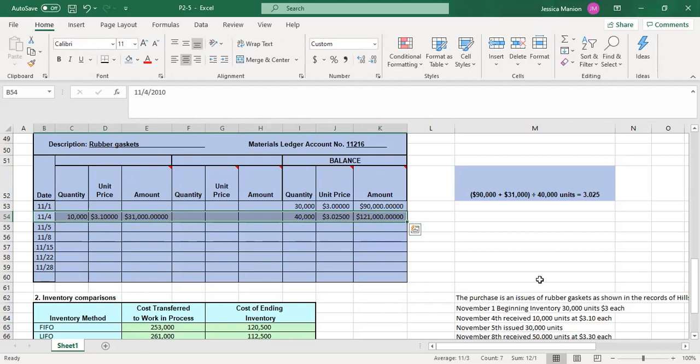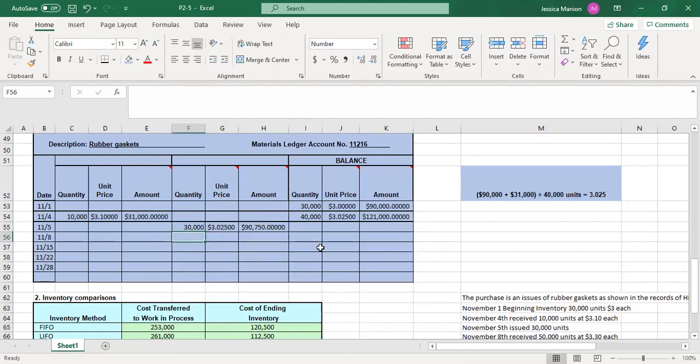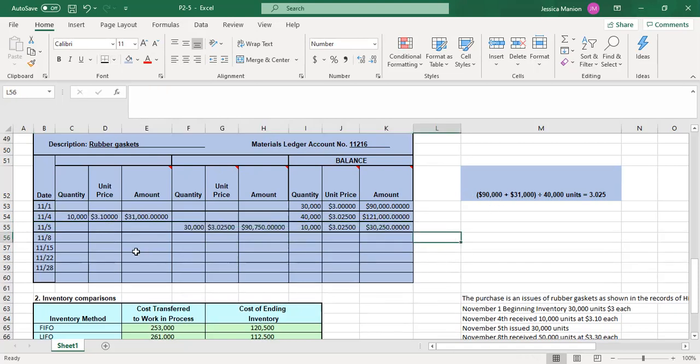So now the 5th, issued 30,000 units, okay? So we're issuing 30,000 units. We've calculated a weighted average of 3.025 per unit. So we've issued $90,750 worth of goods or materials. So we had 40, we just used 30. Now we're down to 10,000 units that cost 3.025 per unit, that weighted average per unit. So now we're down to inventory of $30,250.